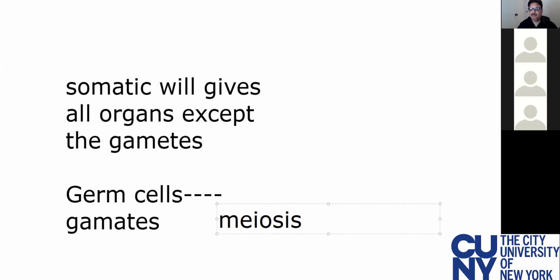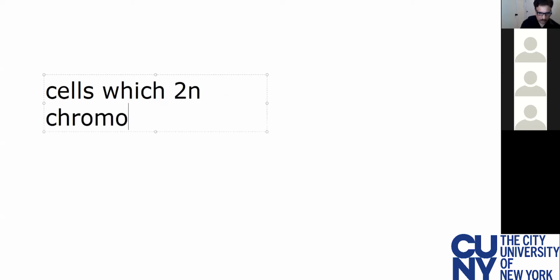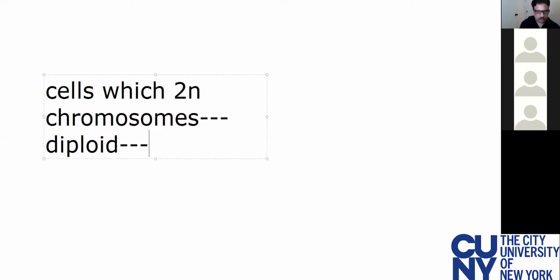So what is the difference between a haploid cell and a diploid cell? Cells which have two sets of chromosomes are diploid. For example, in humans, we have two sets of 23 chromosomes, 46 chromosomes. So when a cell has two sets of similar chromosomes, two sets of 23 chromosomes in humans, it is diploid.